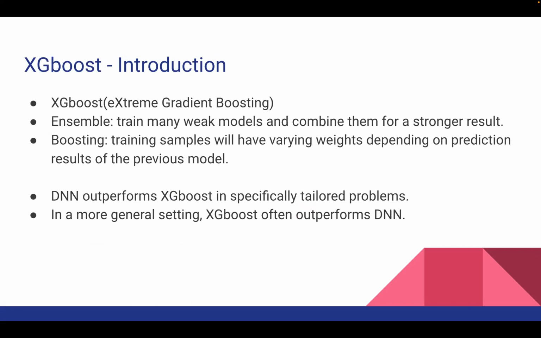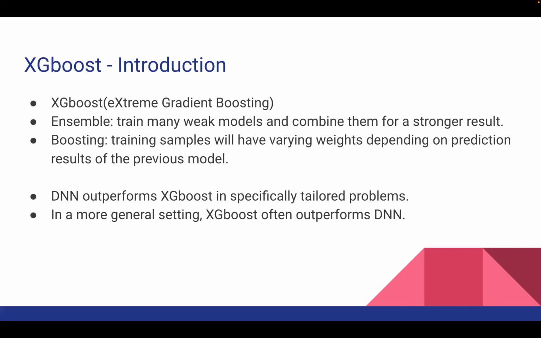And the second algorithm that we use is XGBoost, which is extreme gradient boosting. Basically, it's an ensemble method. So you have many weak models and you combine the results to produce a stronger result, a model with better predictive performance. And boosting takes the ensemble one step further. In each iteration of training a weak model, we use the result from the previous model to provide adaptive weights to the training samples. We put more weight on the samples that we misclassified in the previous model, so that the next weak model will pay more attention to those samples.